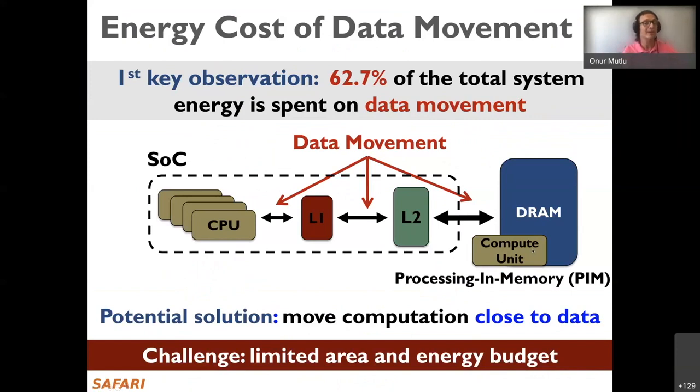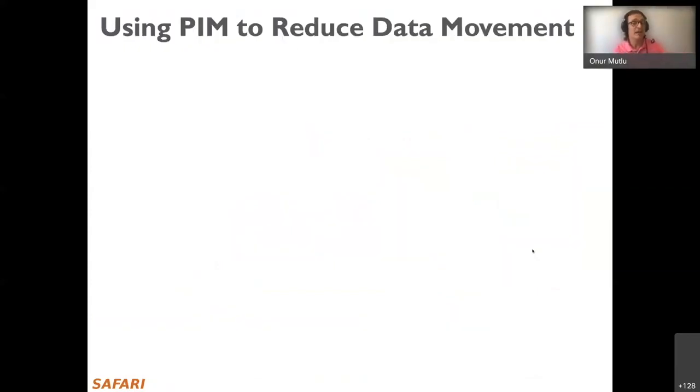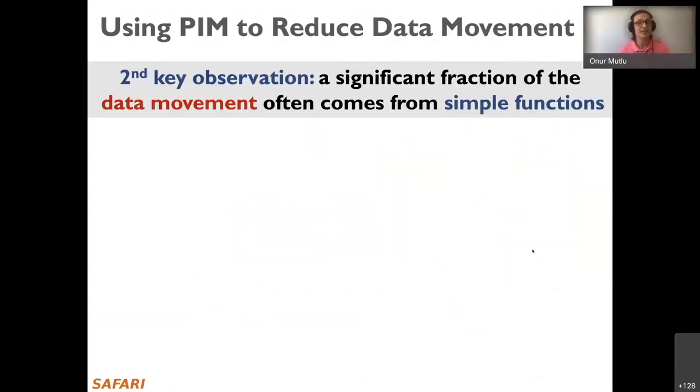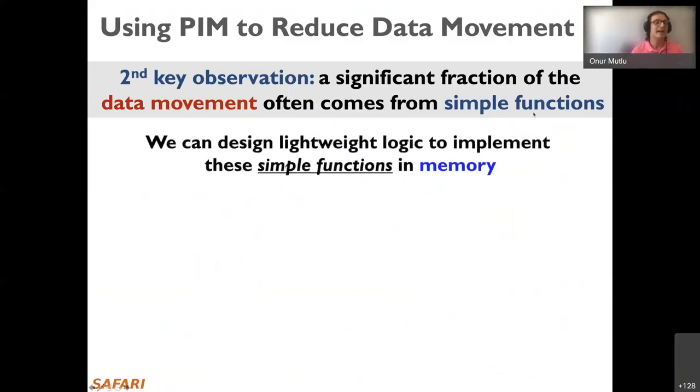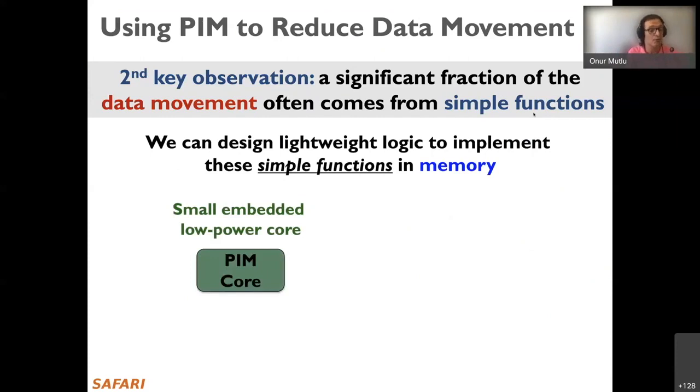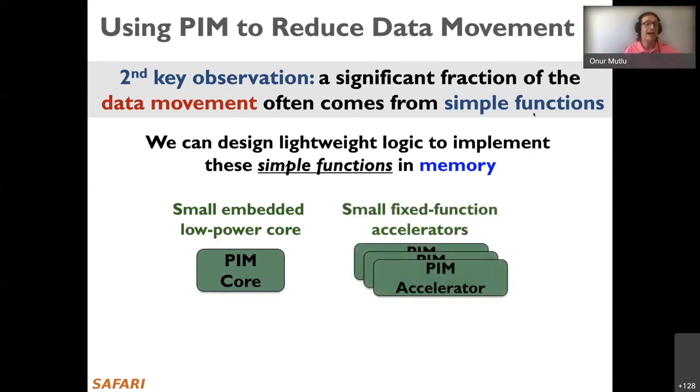But we wanted to be more realistic. We basically said, we want to offload functions. And then the question becomes, which functions do we offload? And it turns out a significant fraction of the data movement often comes from very simple functions that are in your programs. And we analyzed those simple functions, and we designed simple low-power cores to execute them near memory, and simple fixed function accelerators as well. Of course, fixed function accelerators are more efficient because they're customized for those functions. In my opinion, having reconfigurable logic near memory is going to be even better.